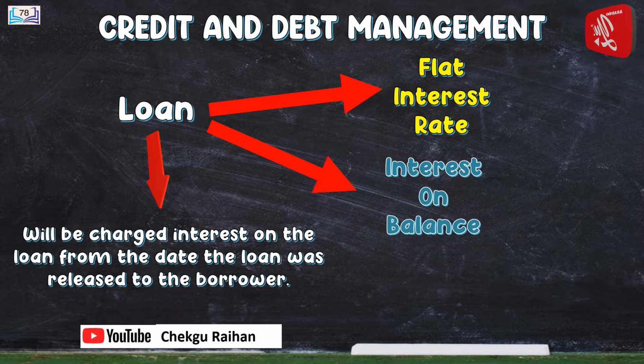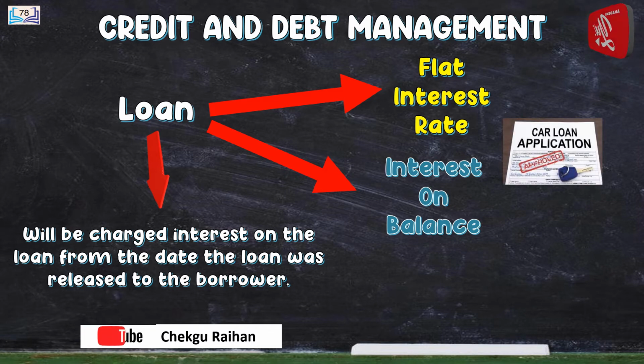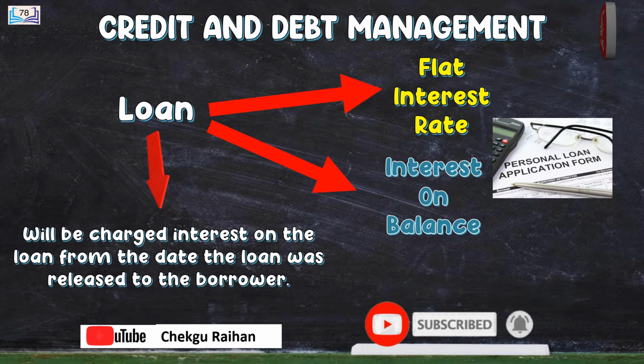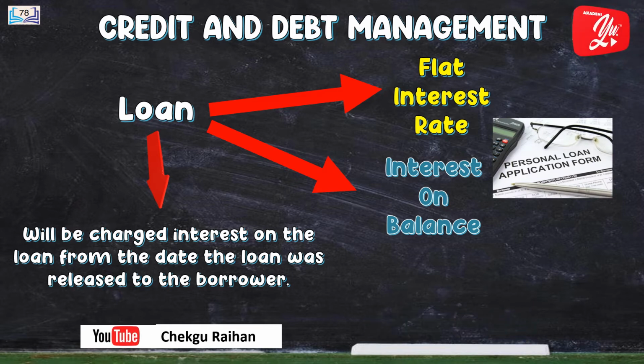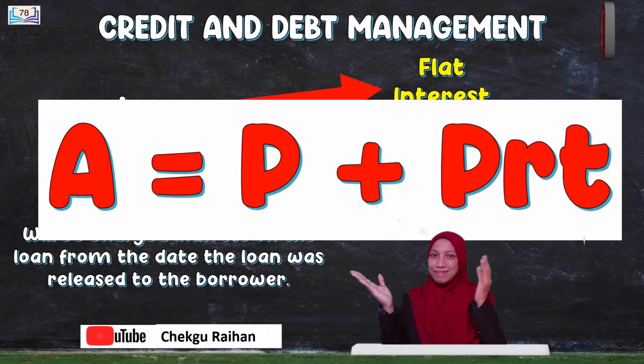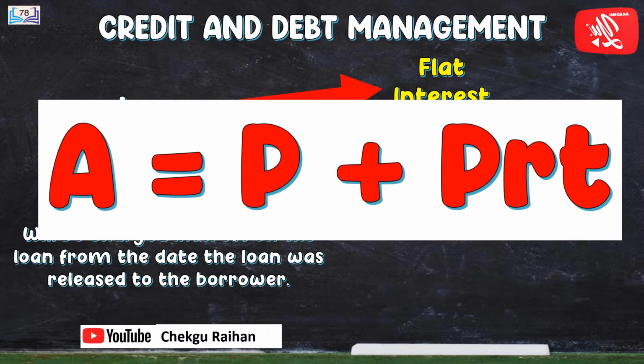A flat interest rate is an interest rate that has a fixed value based on the principal loan amount throughout the loan period. The interest rate is usually used for car loans, personal loans, and consumer loans. The formula for loans on flat interest rate is A equal to P plus PRT. A stands for total repayment, P stands for principal, R stands for interest rate, and T stands for time.